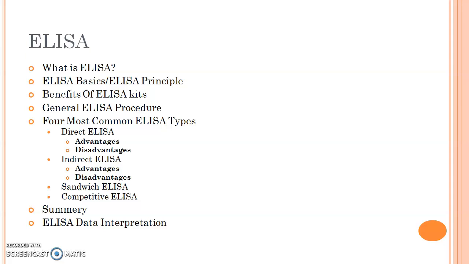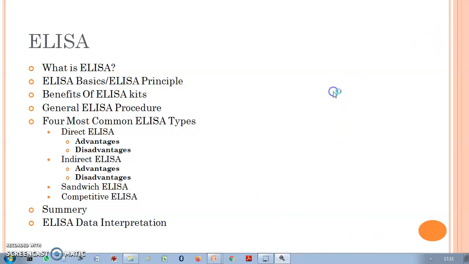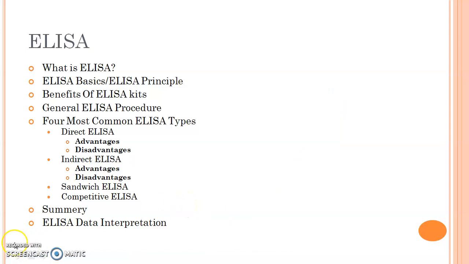Dear students, the ELISA details we have to cover are: what is ELISA, what are the basics associated with ELISA and its principle, what are the benefits of ELISA, what are the general procedures that are used in case of ELISA, the different types of ELISA, direct ELISA, indirect ELISA, sandwich ELISA, and competitive ELISA, along with their advantages and disadvantages wherever applicable. Last but not the least, we have to see summary and the detailed interpretation associated with ELISA technique.